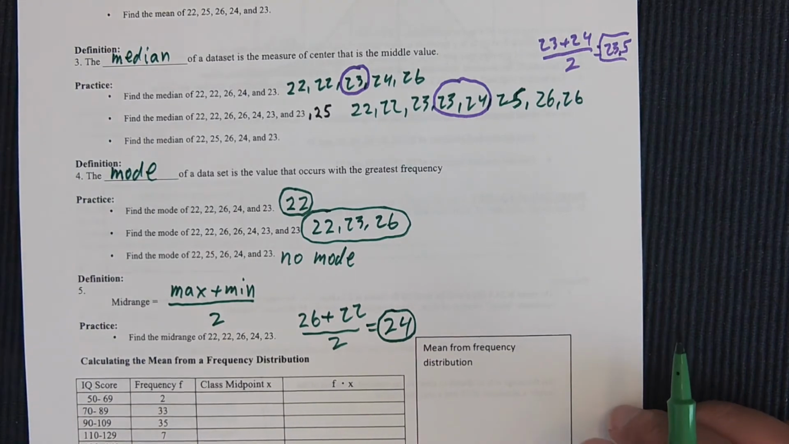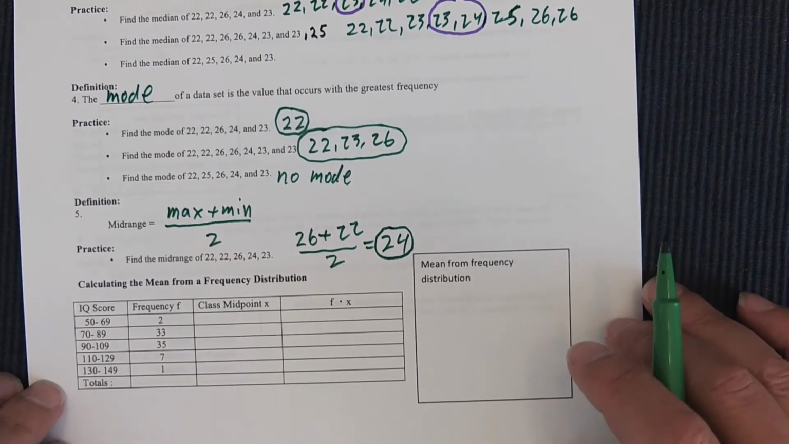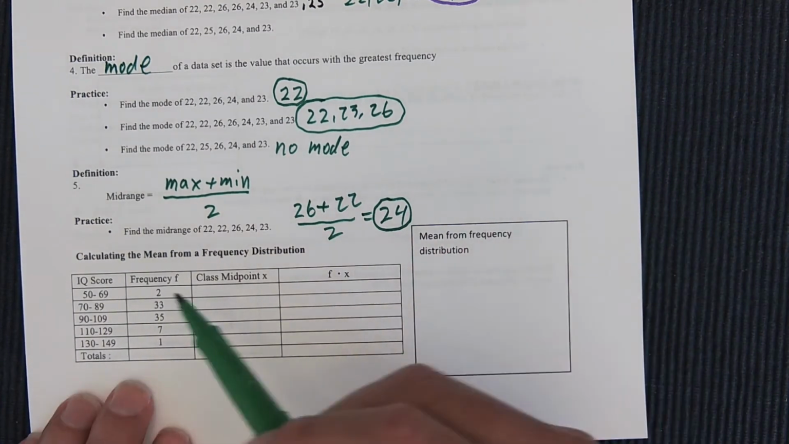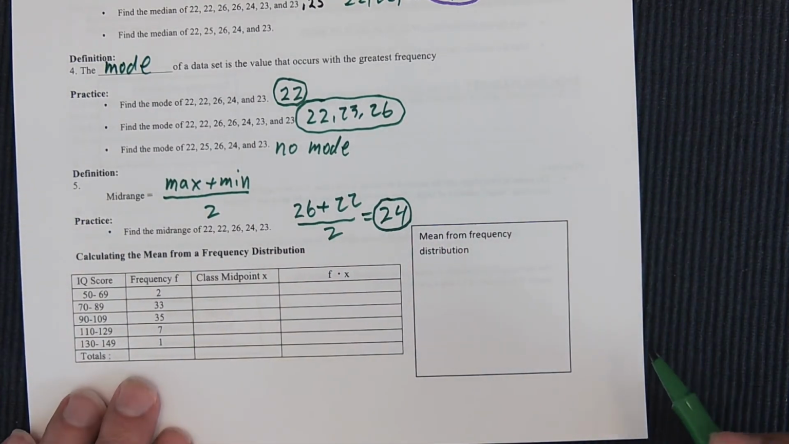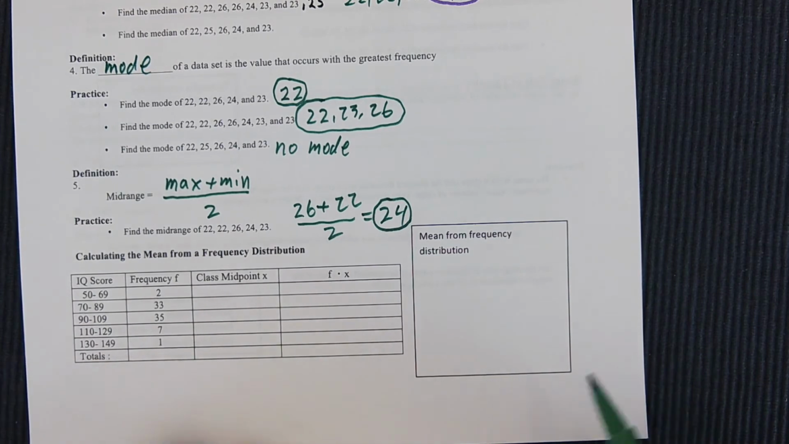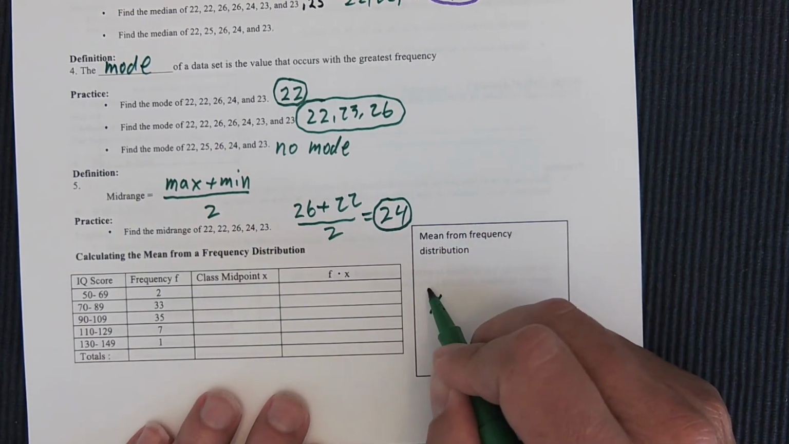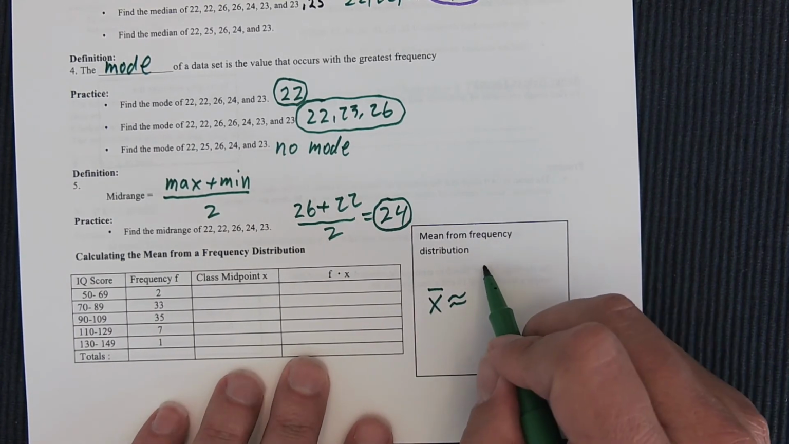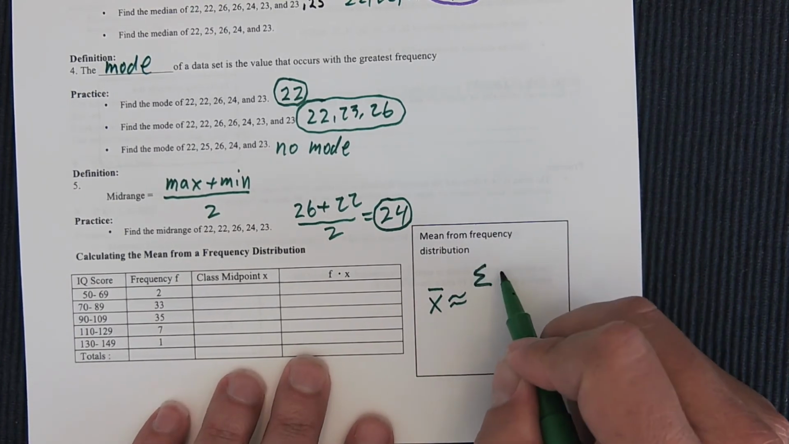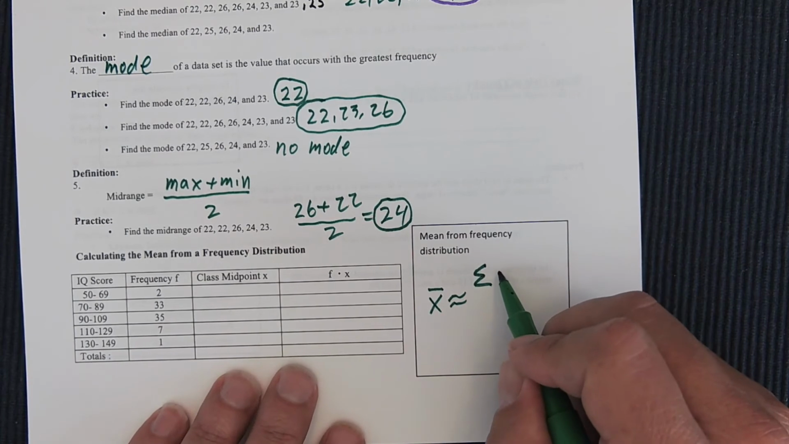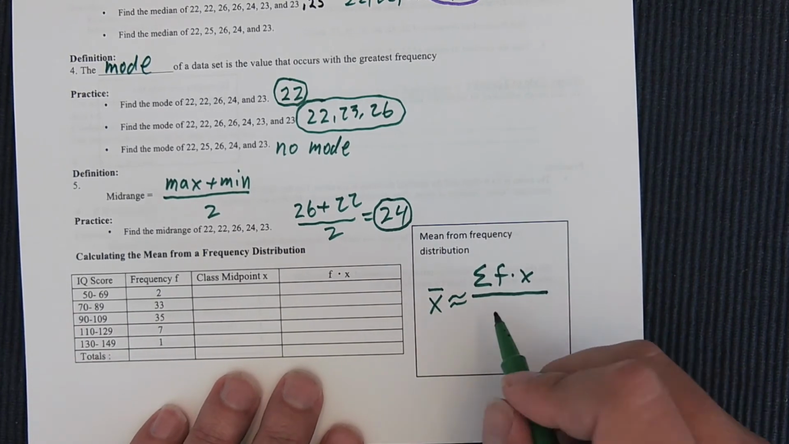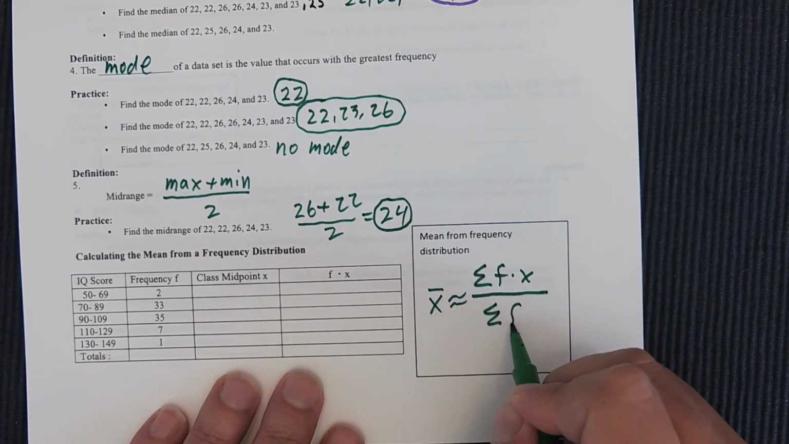Okay, so this last part is the part that's going to take a bit of time. When we have a frequency distribution table like this, and we don't have the raw data, we can approximate the mean. It is the summation of the midpoint times the frequency, so f times x, all divided by the summation of just the frequency.